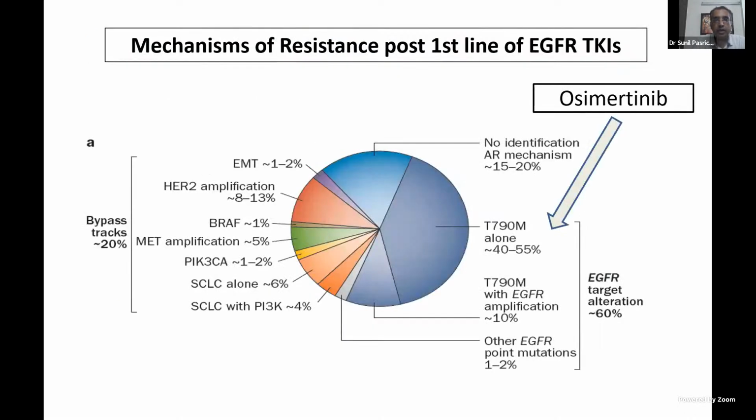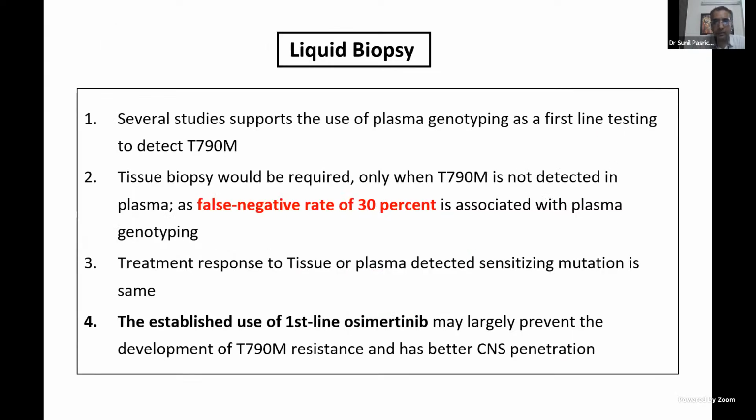These are the various molecular mechanisms that actually cause the resistance post first-line EGFR TKIs, of which T790M alone accounts for around 50% of the cases, and the drug of choice is osimertinib. So here also comes the role of liquid biopsy. Several studies have supported the use of plasma genotyping as the first-line testing to detect T790M, which has now stood the test of time.